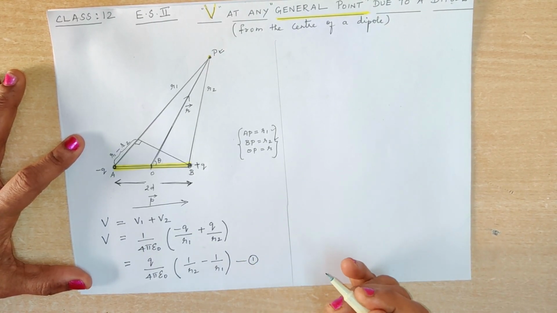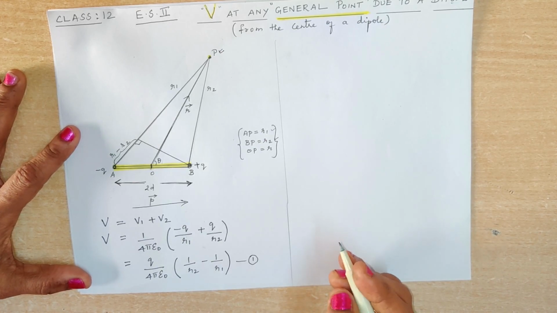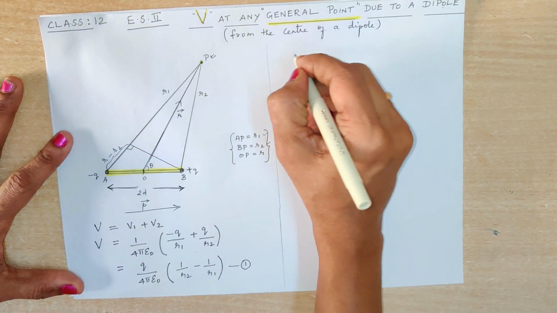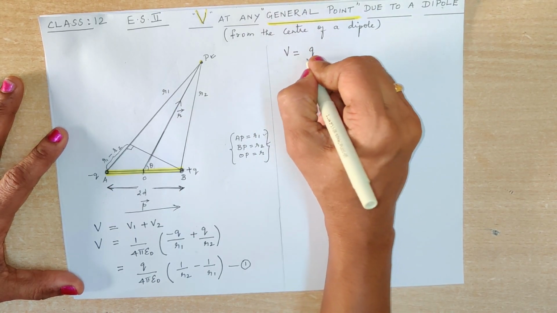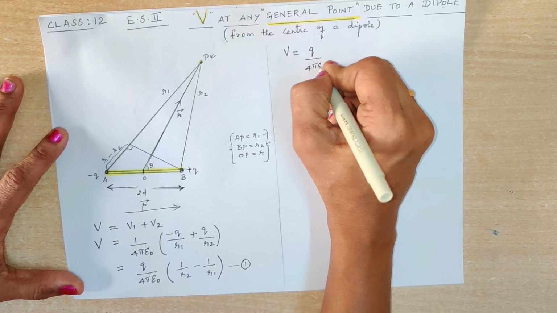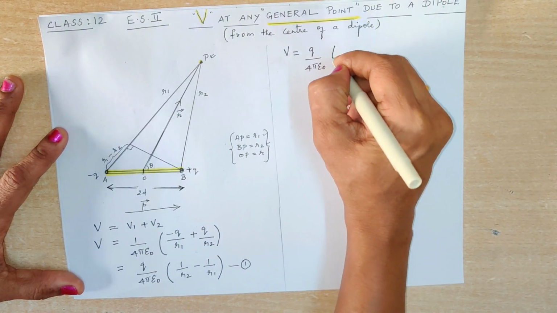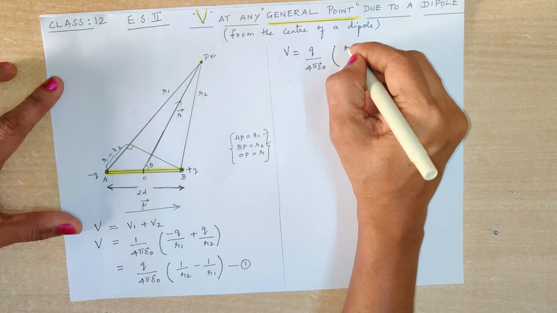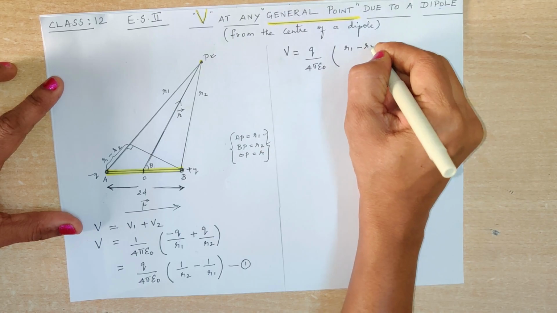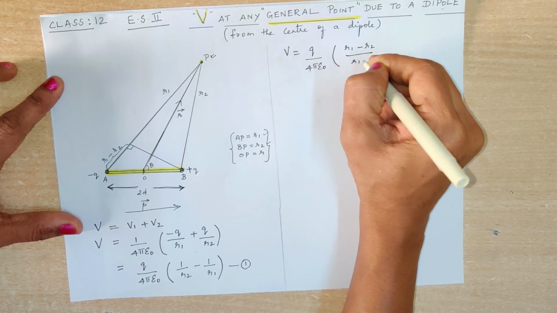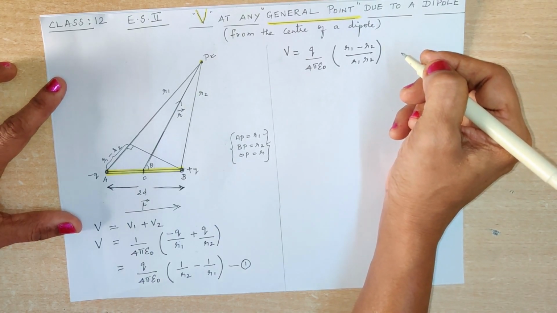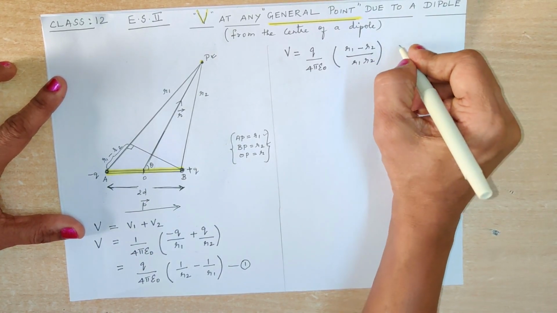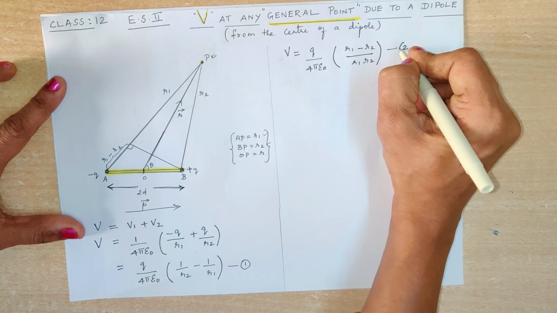Now, when we simplify this formula, we proceed to the derivation. V is equal to Q by 4 pi epsilon 0 times R1 minus R2 upon R1 into R2. This is a simplified formula now. Still we can simplify it further, or we can leave it as such for one more discussion. Let this be equation 2.